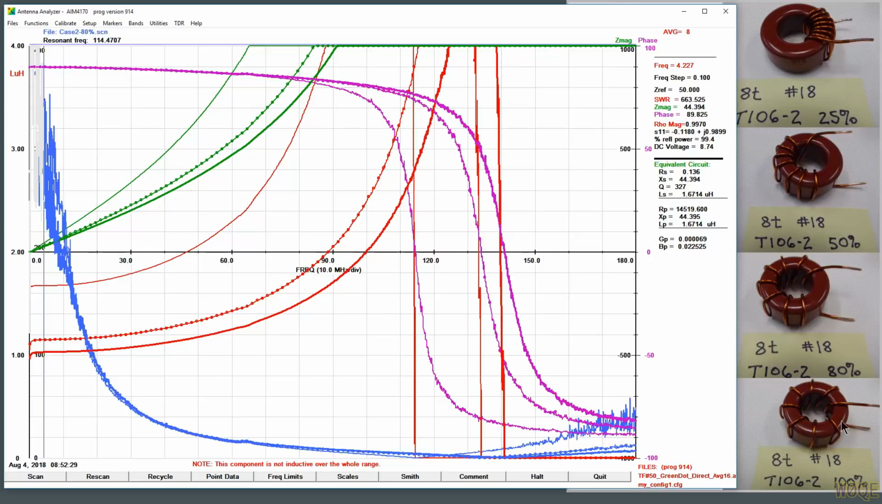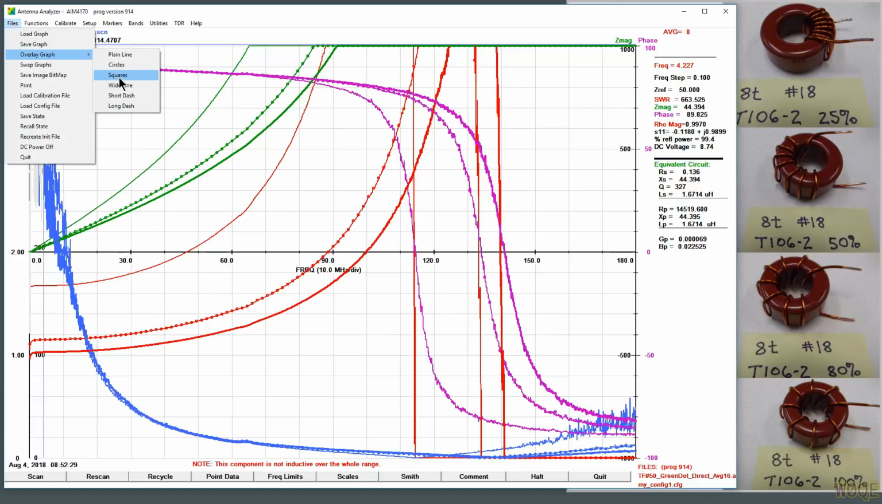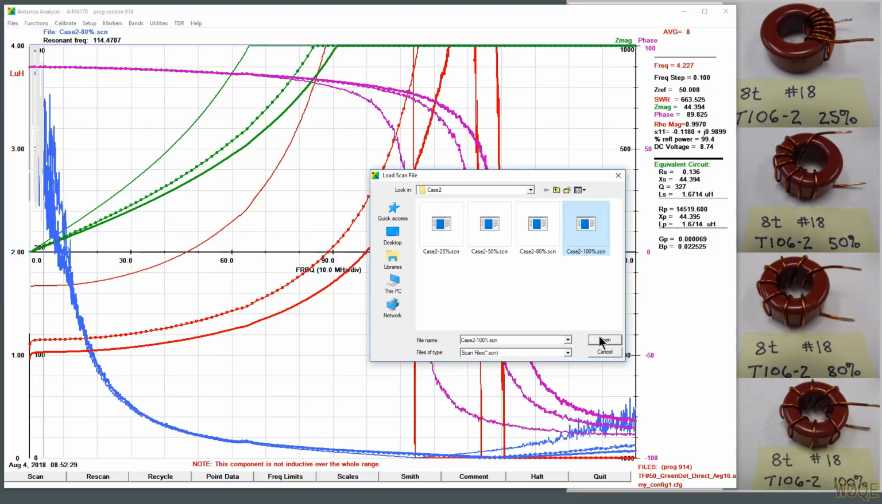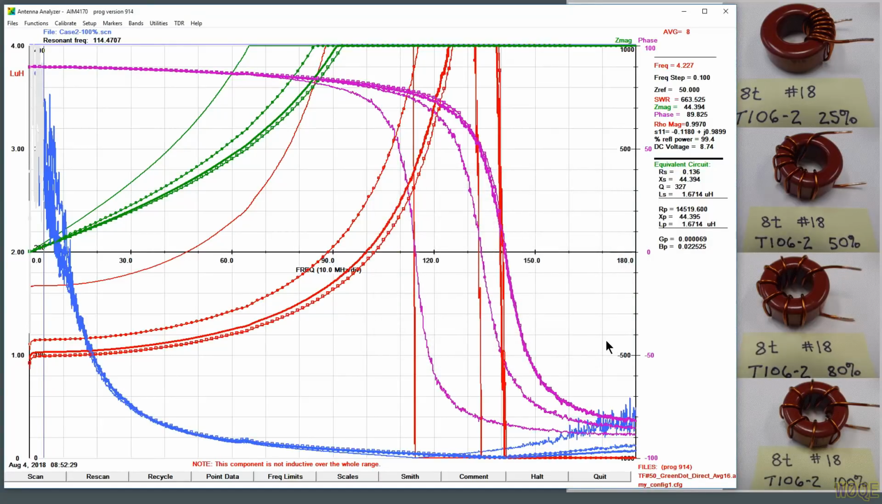Then the last one let's load is the 100% case. Let's do that with, say, squares. And coincidentally, it produces less inductance, which you realize it might produce less inductance. It also produces a higher resonant frequency, telling me that these 2 turns, the first and last turn, don't get close enough together that the capacitance between them has much effect on anything, which I found to be a little bit interesting.